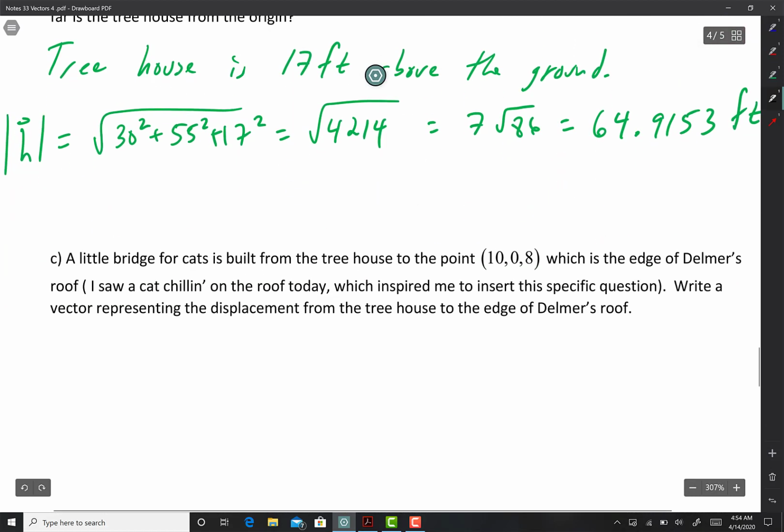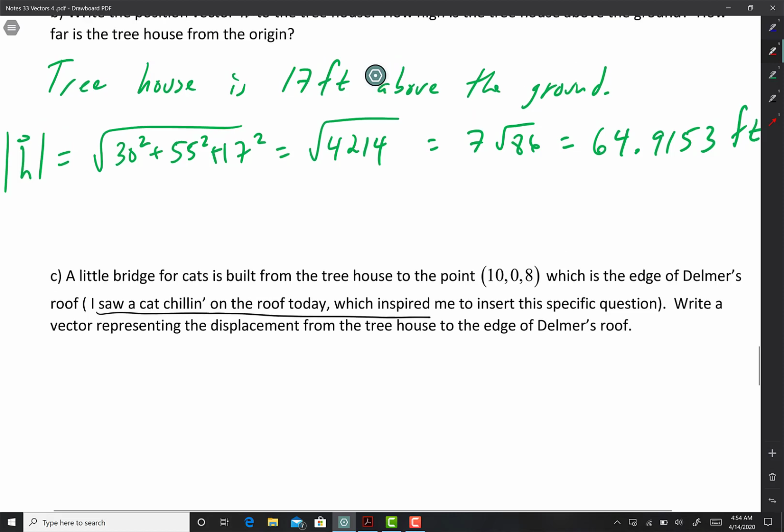All right, which is the edge of Domer's roof. I saw a cat chilling. Okay, whatever. That is the true state. I did see a cat chilling today, guys. That's what inspired this question.